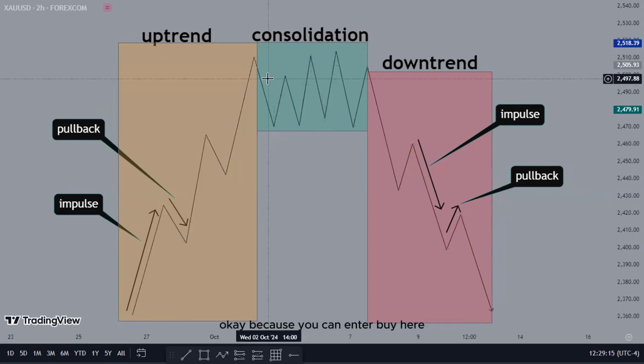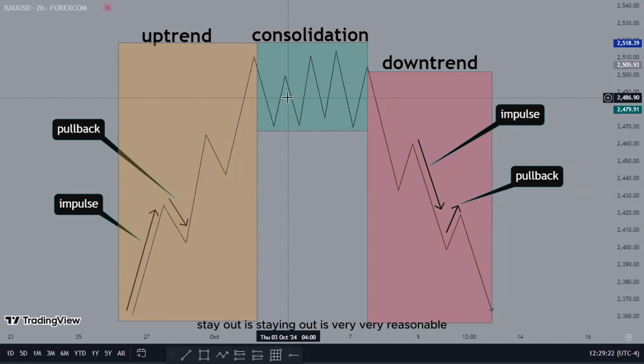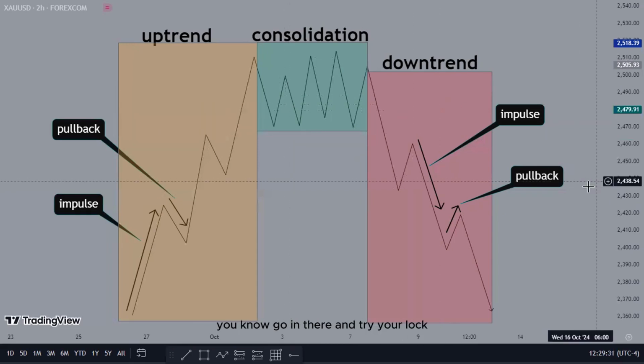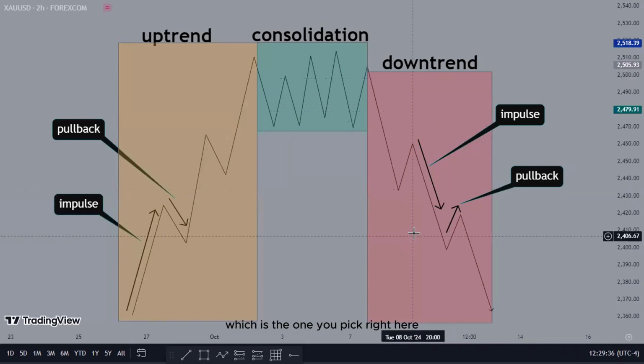Okay, because you can enter a buy here and the market is pulling back. You enter a sell. It's just confusing overall. So staying out is very, very reasonable. It's safer that way. But if you're a short-term scalper and you're somebody who knows exactly what you're doing, then you can maybe go in there and try your luck. But it's risky. All right, so let's move on to the downtrend, which is the one in pink right here.